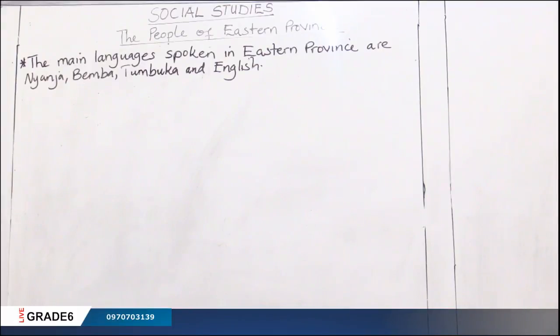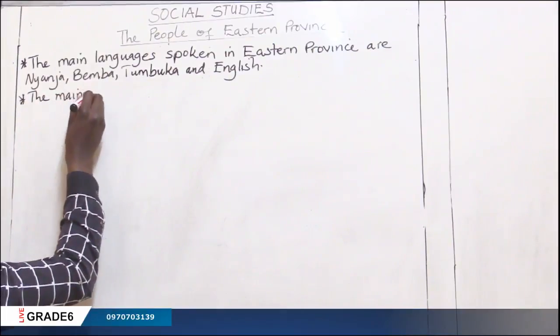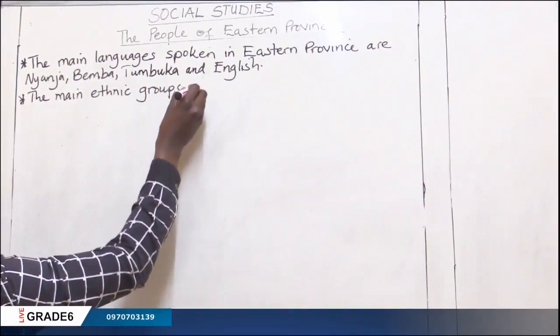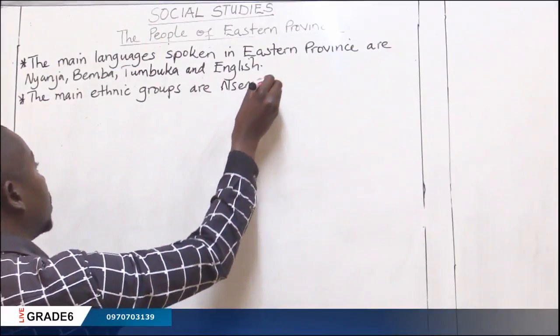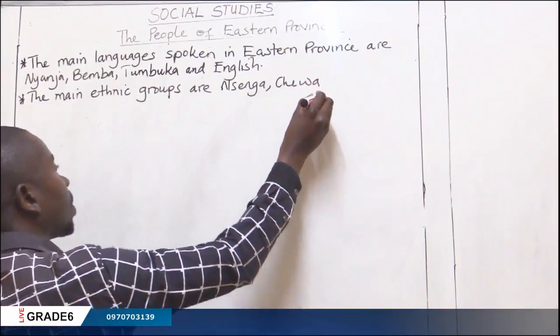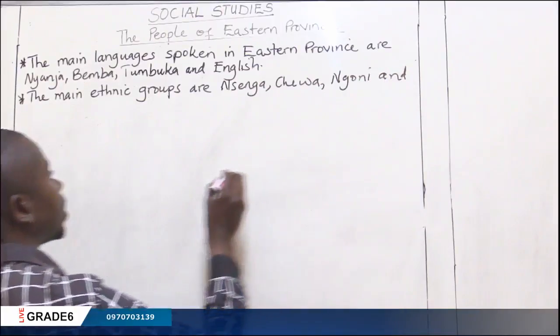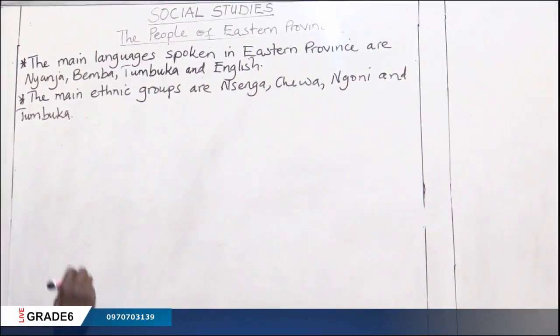The main ethnic groups of the Eastern Province are the Nsenga, Chewa, Ngoni, and the Tumbuka. Okay, these are the main ethnic groups of Eastern Province.